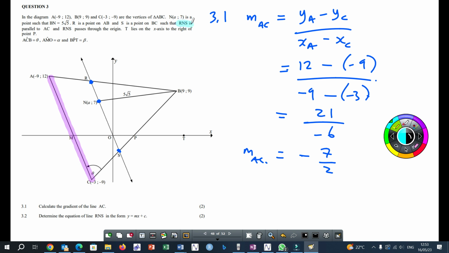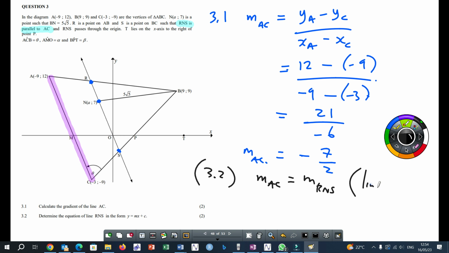So RNS is parallel to AC. That makes things easy. So I'm going to write this down. So okay, let me do it on the next page. On the next page. So I'll write here 3.2. So MAC is equal to MRNS. Okay, the reason for this is because lines are parallel.